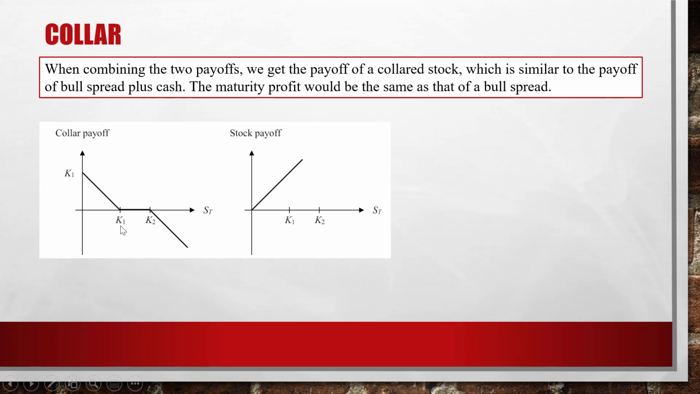And then for the range from K1 to K2, you see the collar payoff is 0, and the stock payoff here is anything between K1 and K2, right? So if we add them together, we get an upward line, right? And then finally, on the last interval, this line goes downward and this goes upward with the same rate of change.